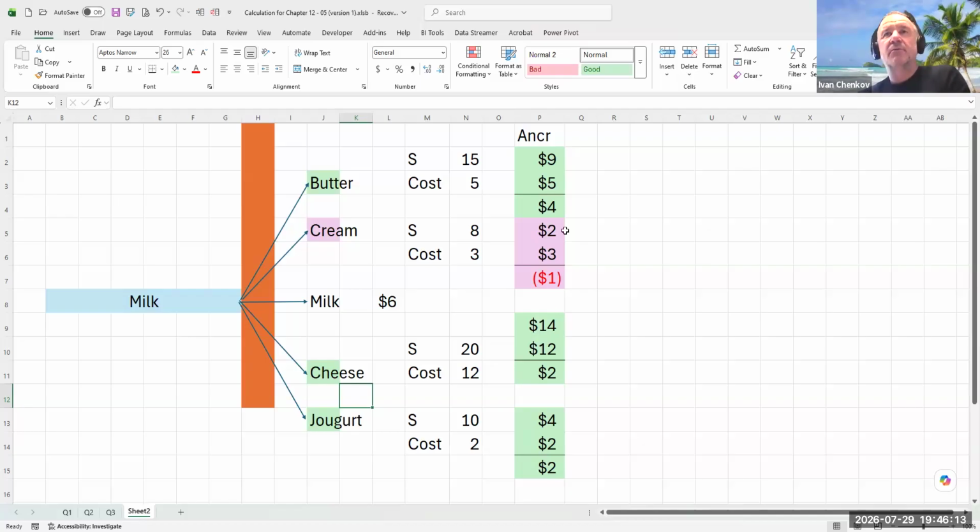That's the general rule for the products that you decide to process further after the split-off point. Again, incremental revenue has to be more than incremental cost. So it has to generate incremental contribution margin.